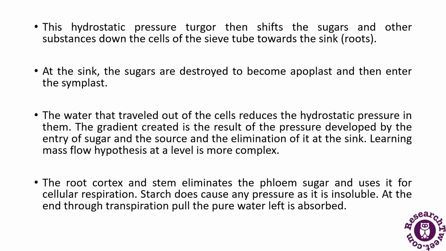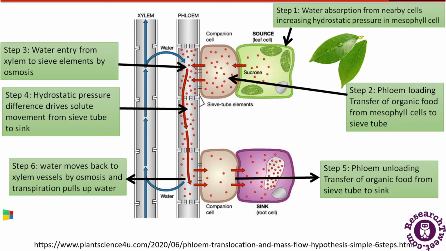So this is what happens in the phloem at the tissue level, at the translocation level, where the mass flow hypothesis begins. What happens next is that the root cortex and stem eliminate the phloem sugar and use it for cellular respiration. Starch does not cause any pressure as it is insoluble. So at the end, through the transpiration pull, the pure water left is absorbed.